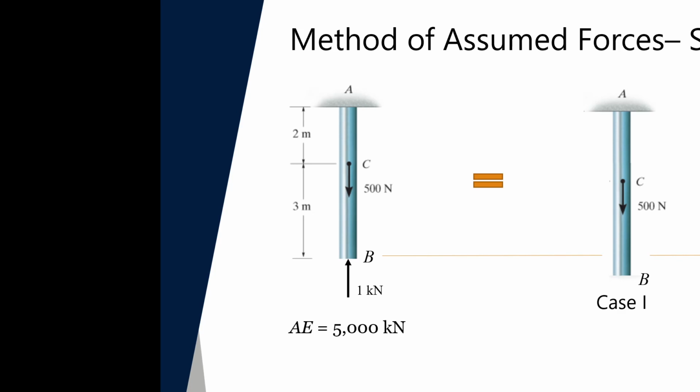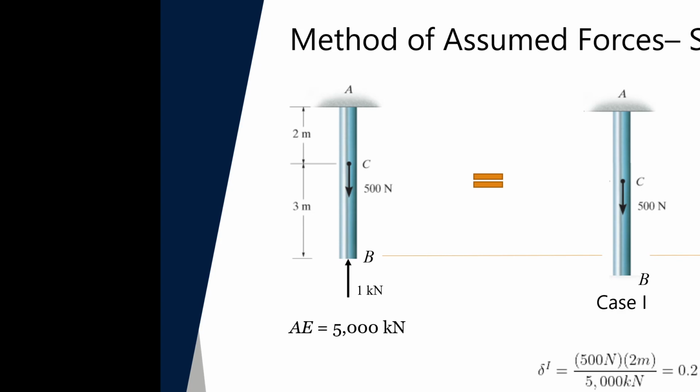So let's look at case 1. If we solve for the elongation in case 1, as we mentioned before, it's only section AC where there's an internal force. Section CB, there's no internal force. So in section AC, the internal force is a positive 500 newtons. It's a tensile force. And so the total elongation is just that elongation in section AC. So it's 500 newtons times 2 meters over A times E.